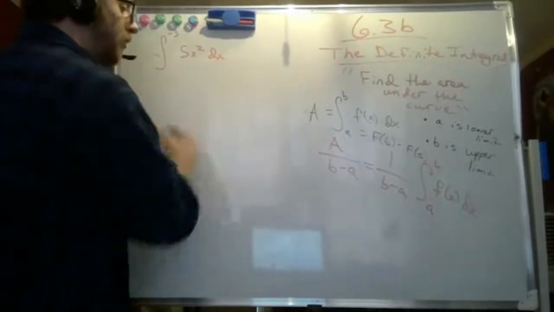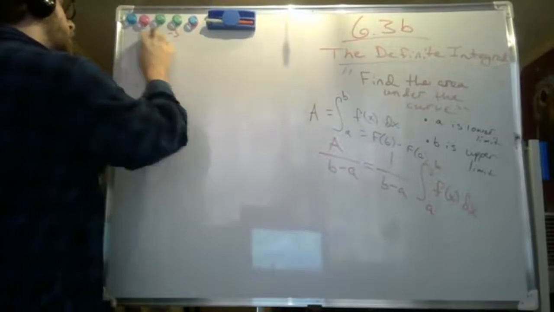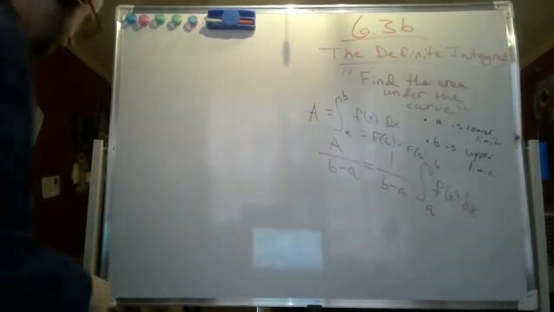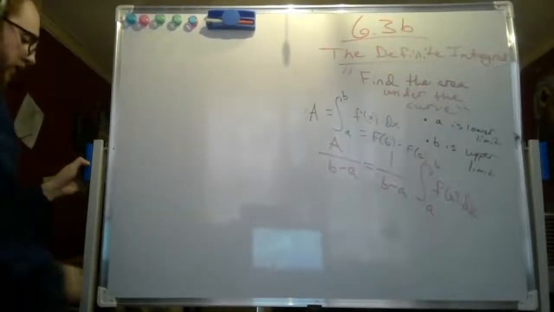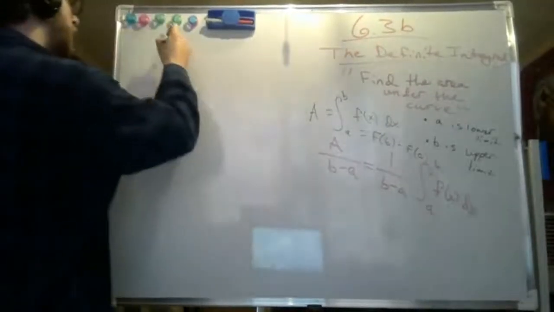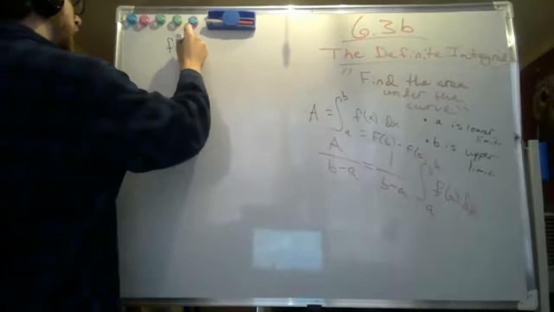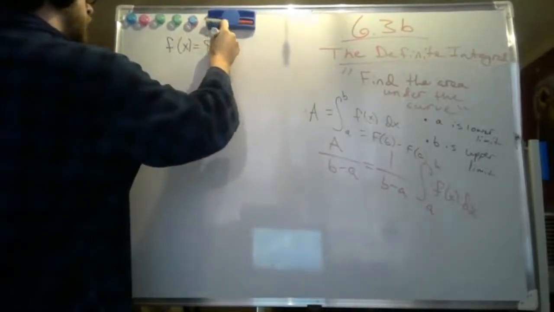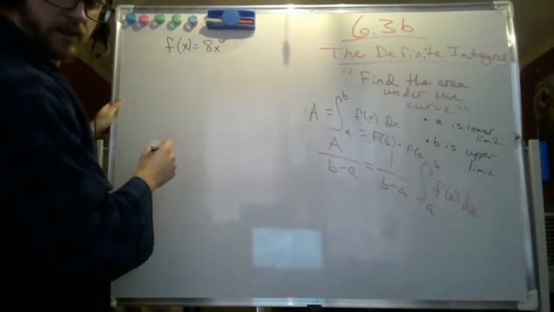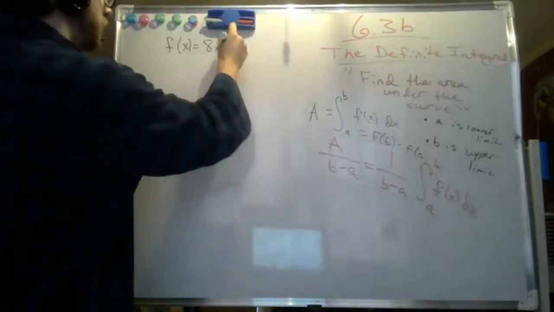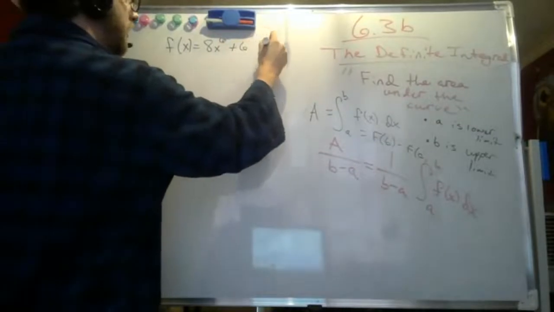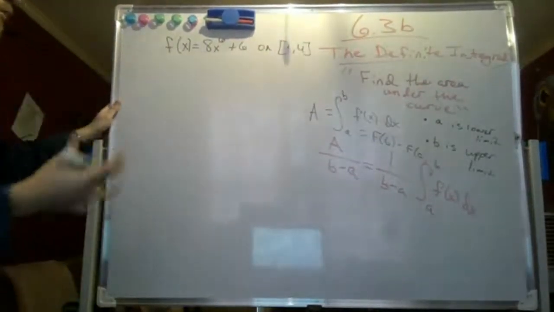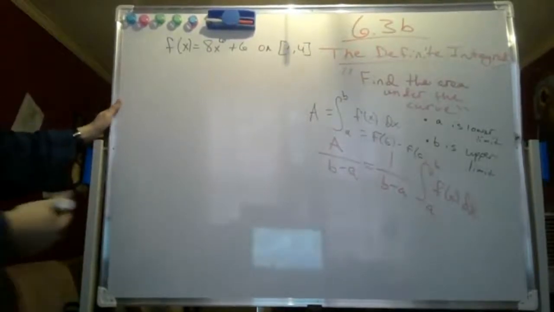So we've talked about what average value is, but we haven't had any example questions yet. So let's consider the case where they give you f of x is equal to 8x to the 6 plus 6 on the interval 1 to 4. And they want to know the average value.